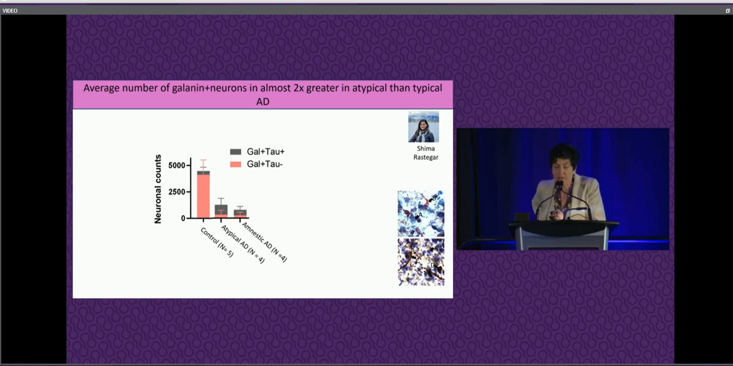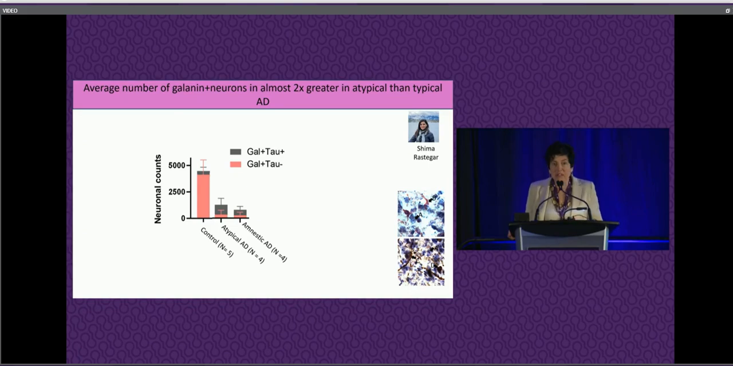So our hypothesis was that if it's true that people with atypical Alzheimer's disease had preserved non-REM sleep compared to typical, if we just count neurons, and these neurons are galanin neurons, this is the GAL, we will probably find less loss in the atypical than the typical. This is work that Shima Hastegar in my lab did with stereologists, time consuming, but this is exactly what she found. In atypical Alzheimer's disease that come to death, so they are late stage, they still have double the number of neurons in these areas than in the amnestic.